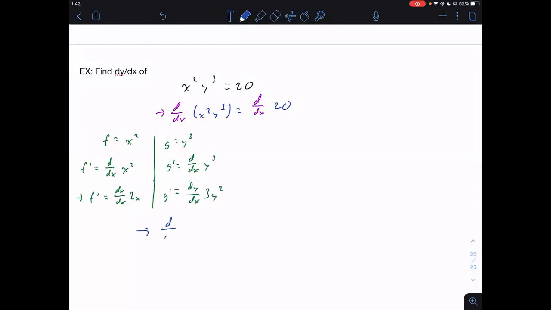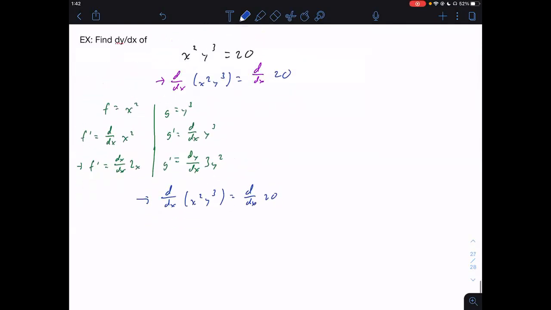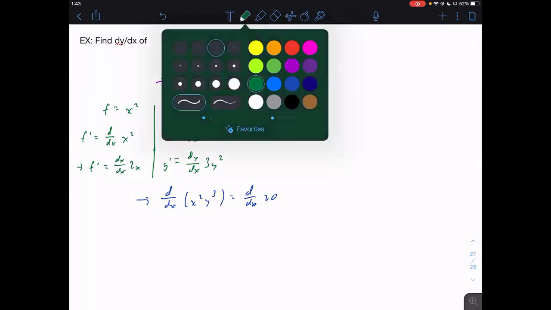So again, here we have the derivative with respect to x of x squared y cubed equal to the derivative with respect to x of 20. And based on what we found setting up these four functions, the derivative of the product of these two is going to equal, well, again, product rule, f prime. So take f prime, which was, oh, I forgot to do something here.